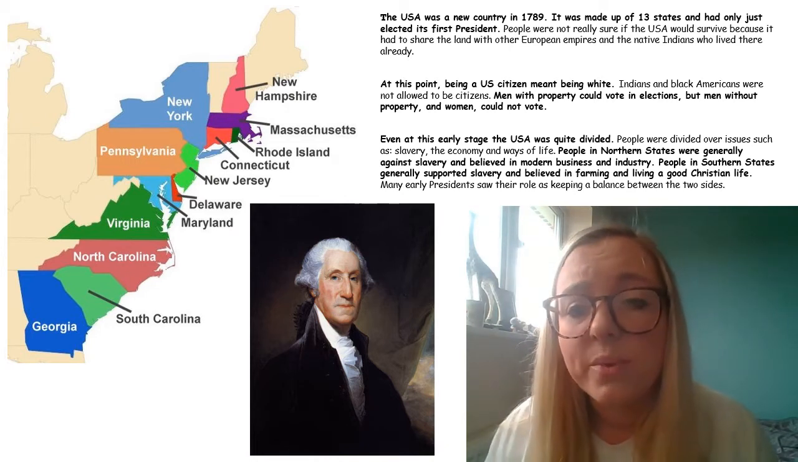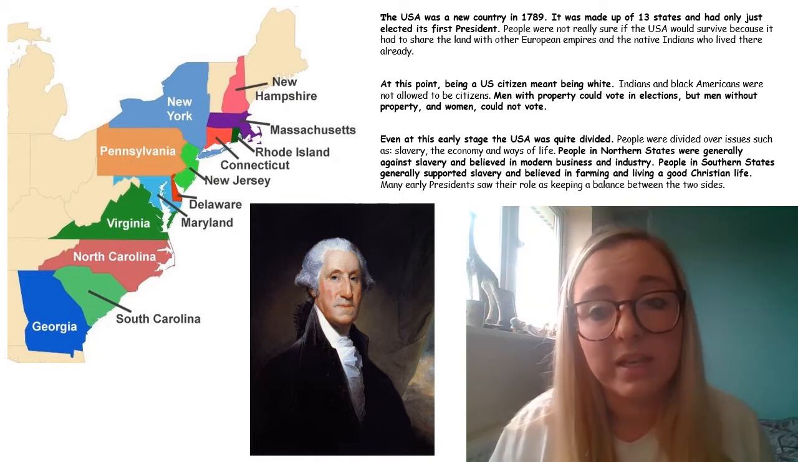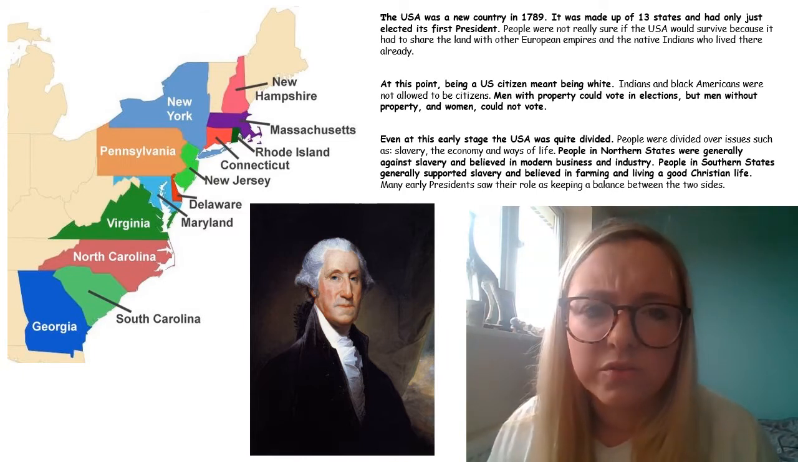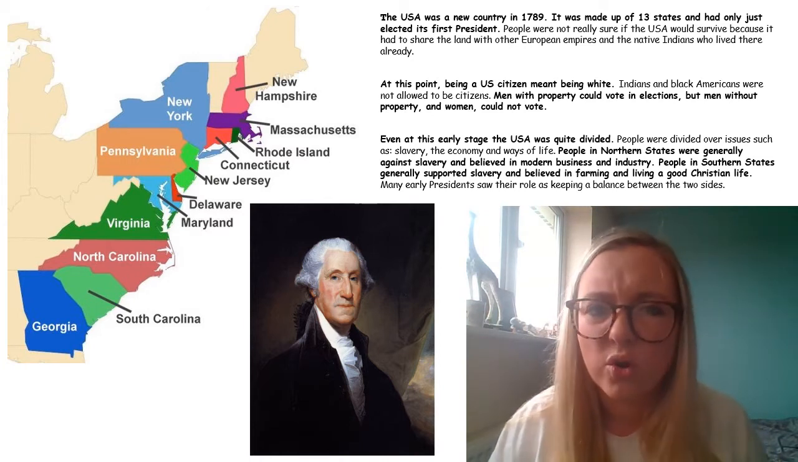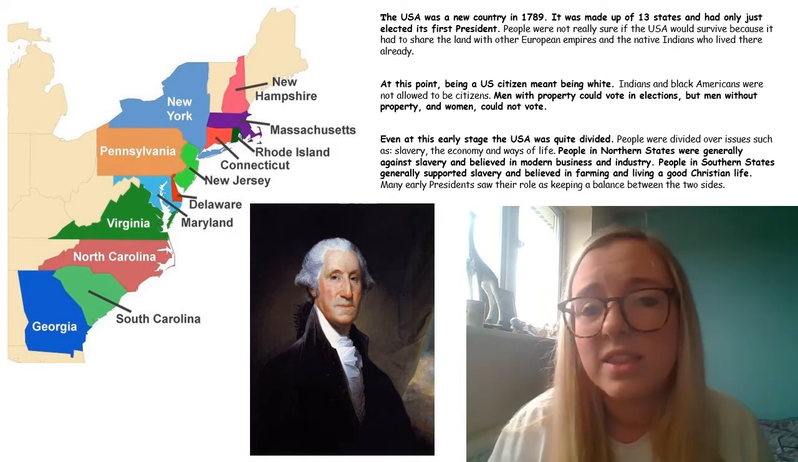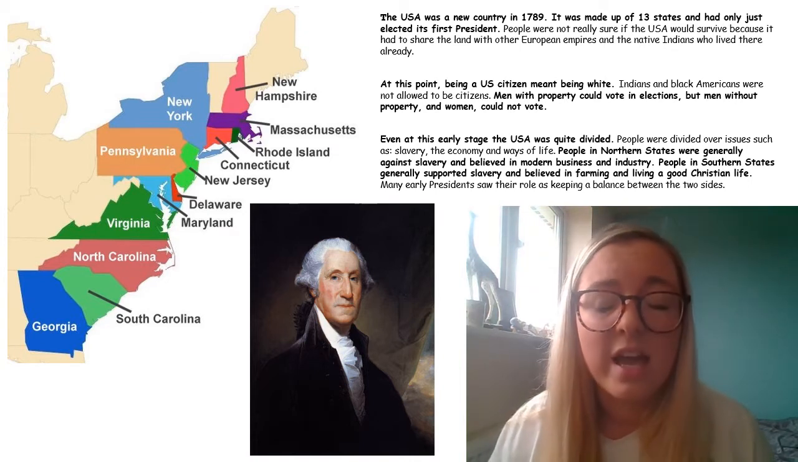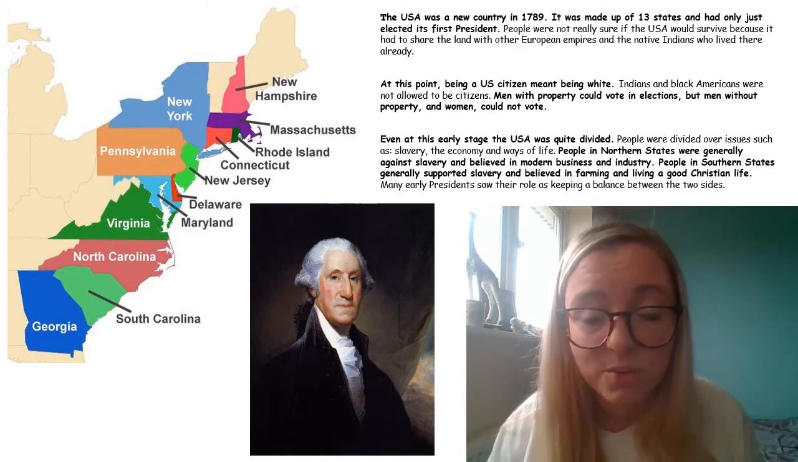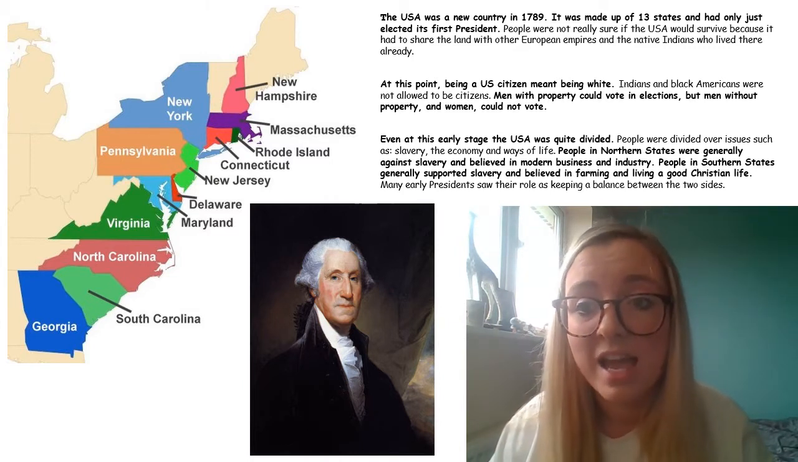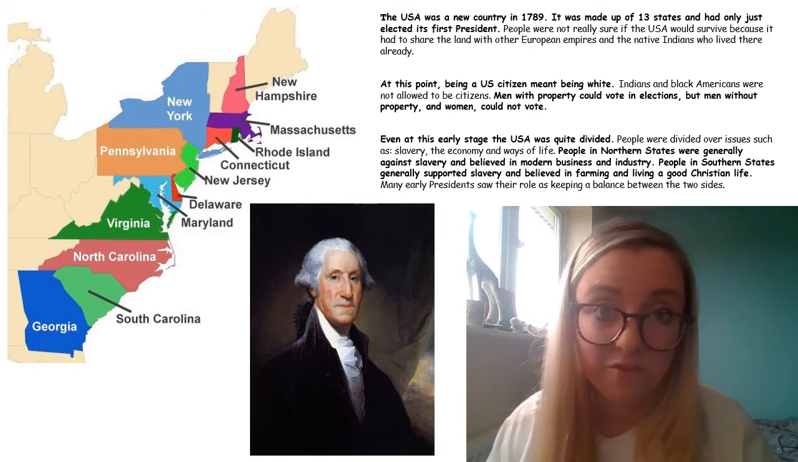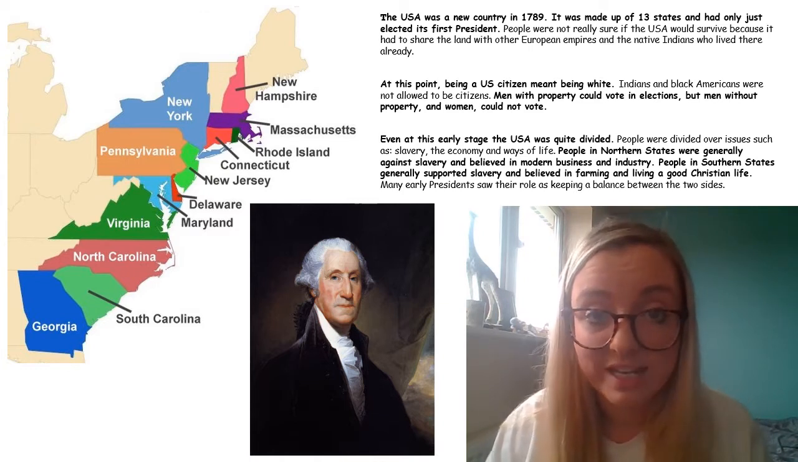At this point, being a US citizen actually meant being white. It also meant owning property. But if you own property, then you were able to vote. So it was all to do with ownership of land. Indians and Black Americans, they weren't allowed to be citizens. Indians, hopefully we know, had a very different approach to land and ownership of land, and Black Americans were treated as slaves, and therefore they weren't able to own any land themselves.